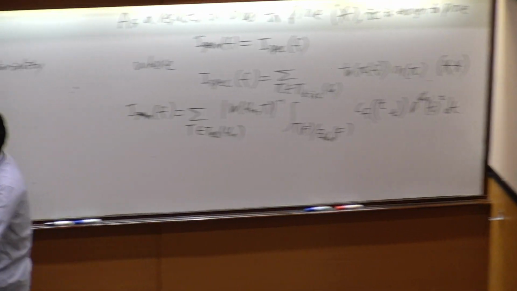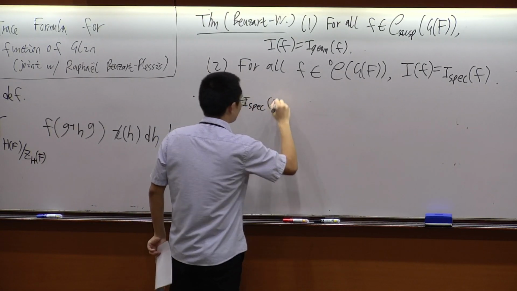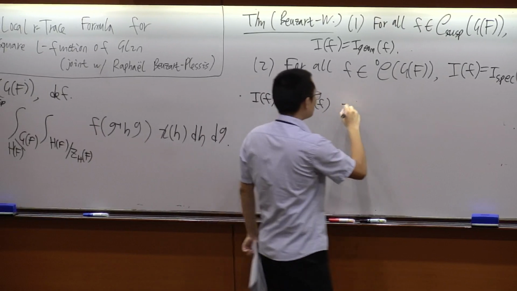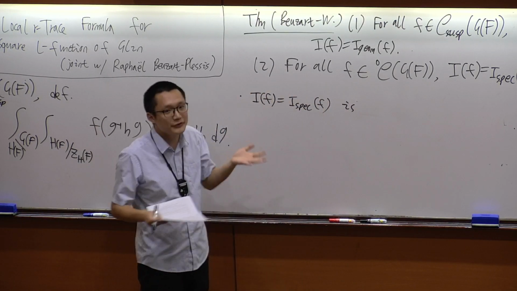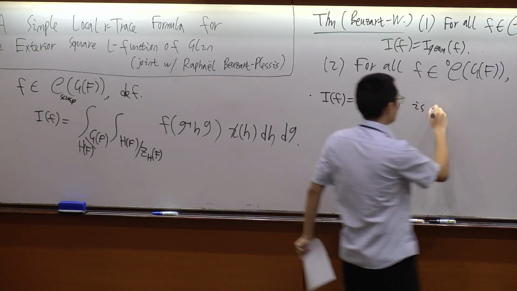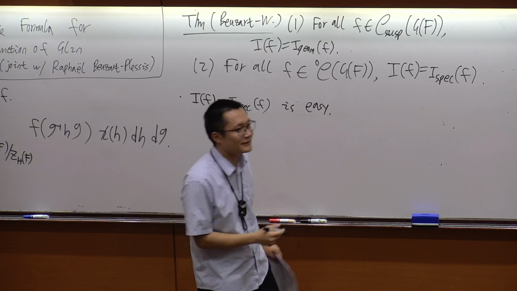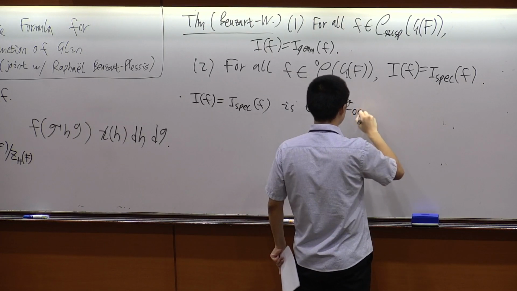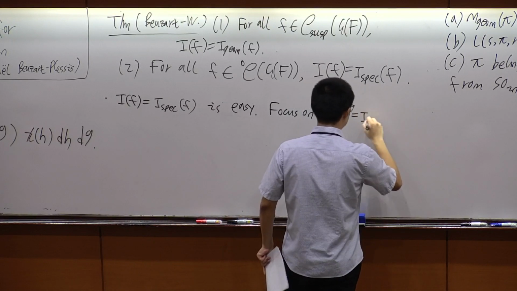Okay, so how are we going to prove it? Well, first, let me say that the spectral side is easy, in the sense that we not only can do it for the Shalika model, it actually works for a much more general spherical variety. So it's easy. So we'll focus on the geometric side, which is where the question is: I(F) equal to I geometric F.